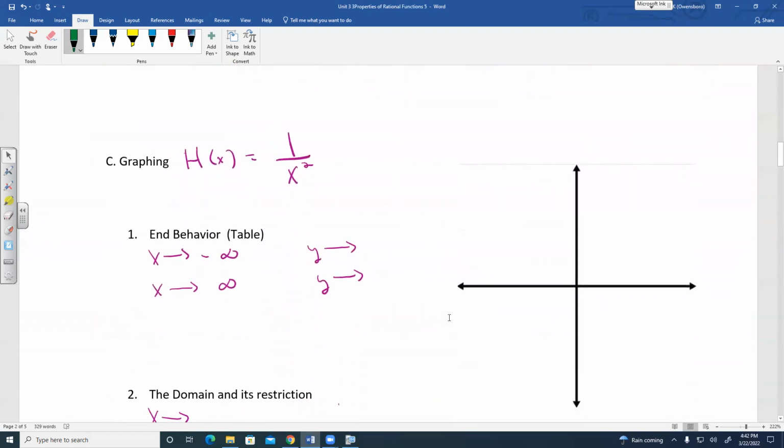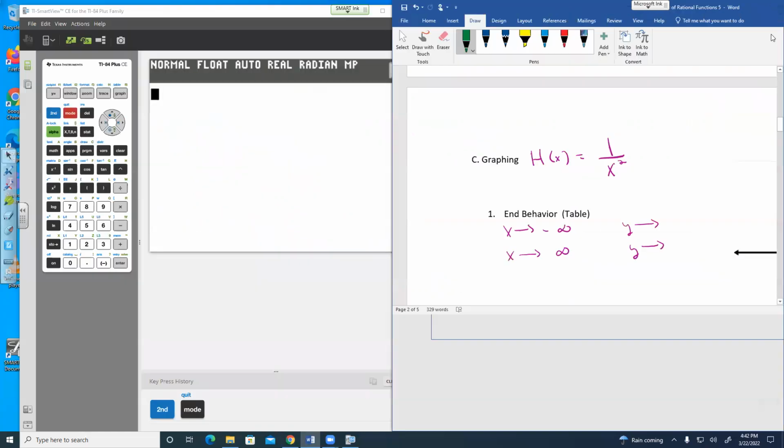So if I want to graph h of x equals 1 over x squared, it's not a bad idea to practice what that looks like with the graphing calculator as well.